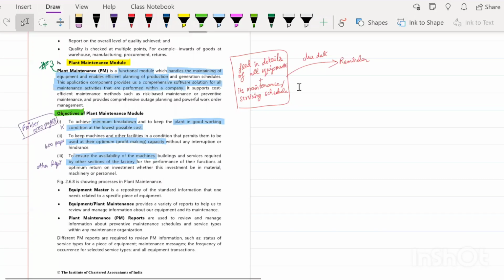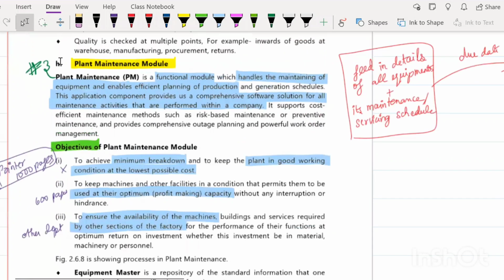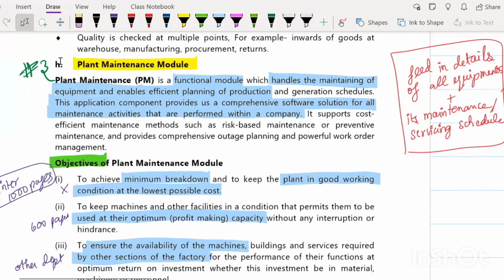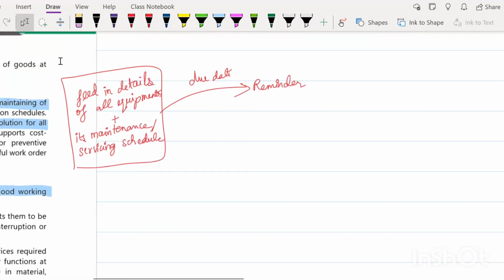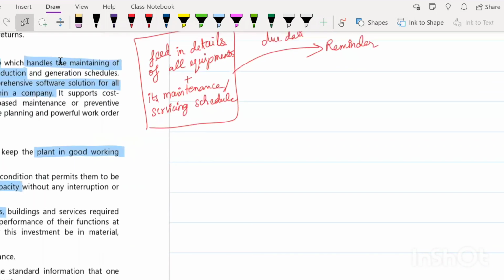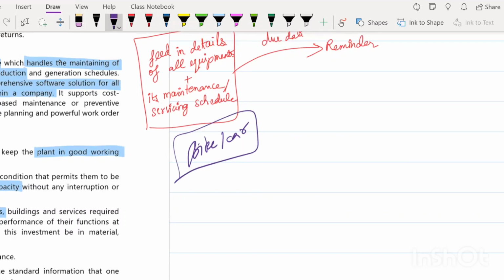Yes. Okay, fine. Now we are going to move on to the next module, which is your plant maintenance module. What is the plant maintenance module? Even in real life, if you buy a bike or a car, you need to give it for maintenance, to get it cleaned or serviced every 6 months or every 3 months as the requirements may be, correct?